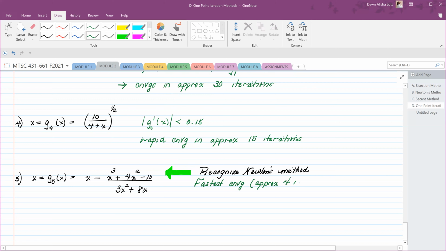So if you did your codes, which shouldn't have taken you too long to write, you should see how fast Newton's method and secant method is compared to the bisection method, which is very, very slow. Okay.